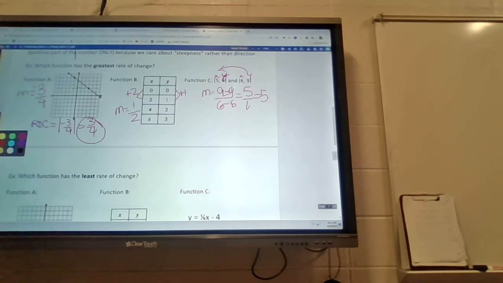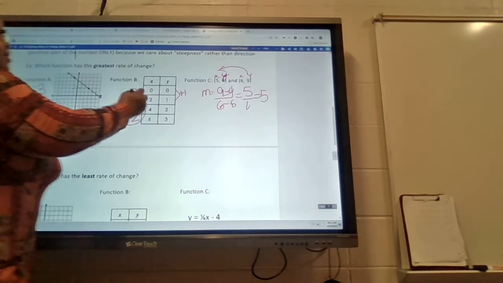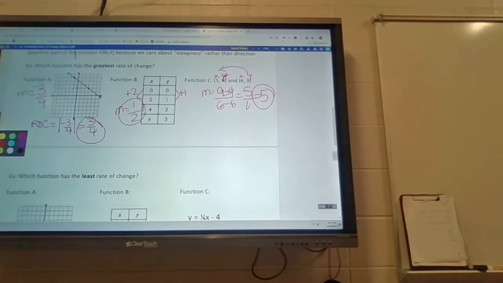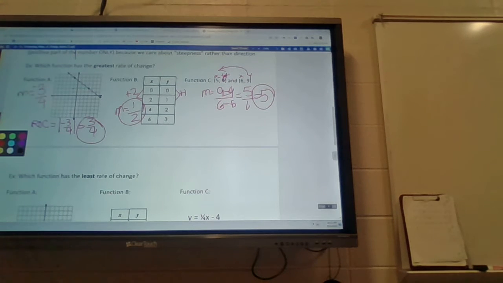Function A, B, or C? Which one is the biggest number? This one is 3/4. This one is 1/2. This one is 5. So it's C. Exactly. So basically, that's what we're doing. So we only want the positive part of the number because we're only concerned about how steep the rate of change is, how steep it is.